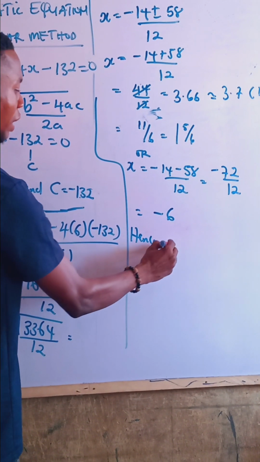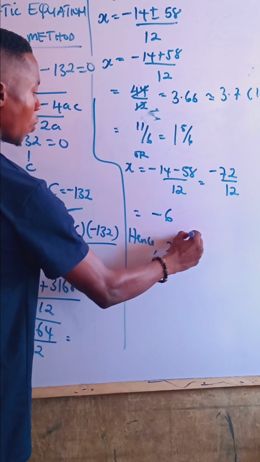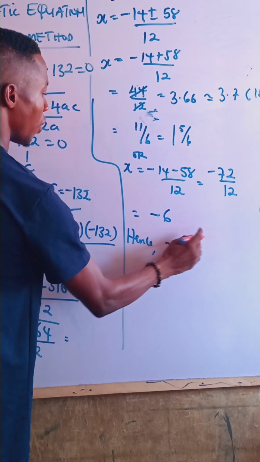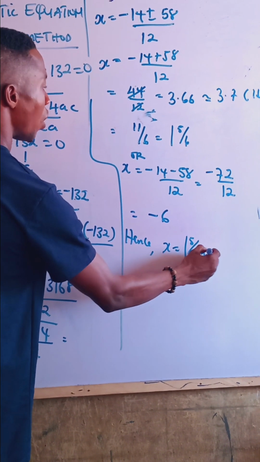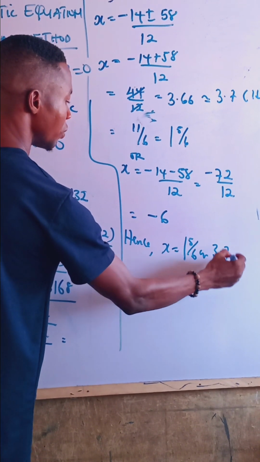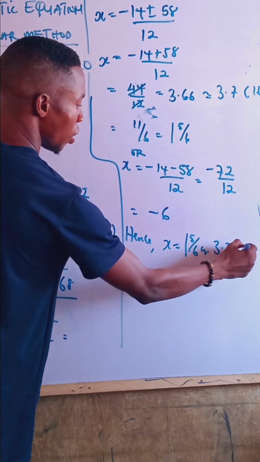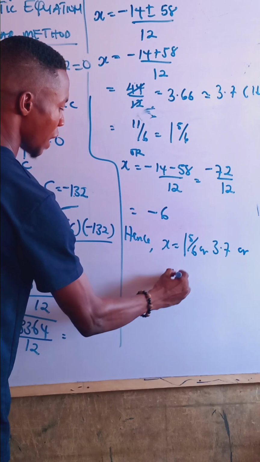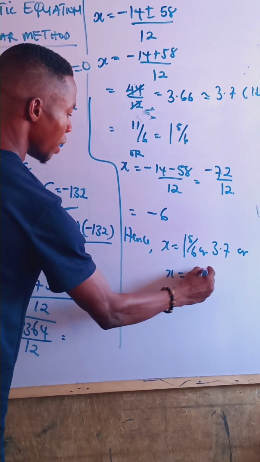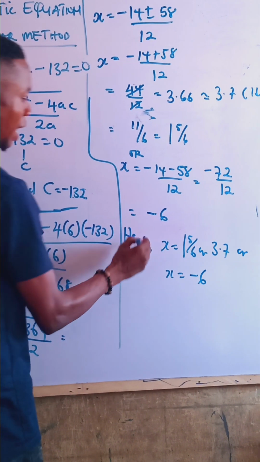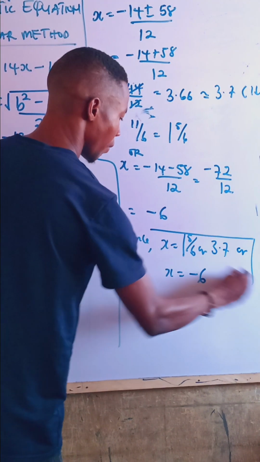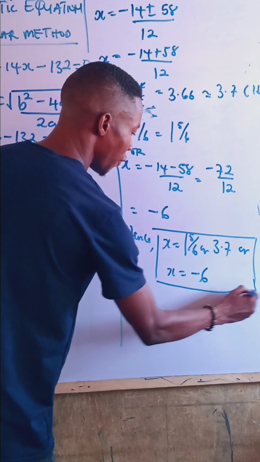So hence, s is equal to 1 whole number 5 over 6, or 3.7, or s is equal to minus 6. This is our final answer.